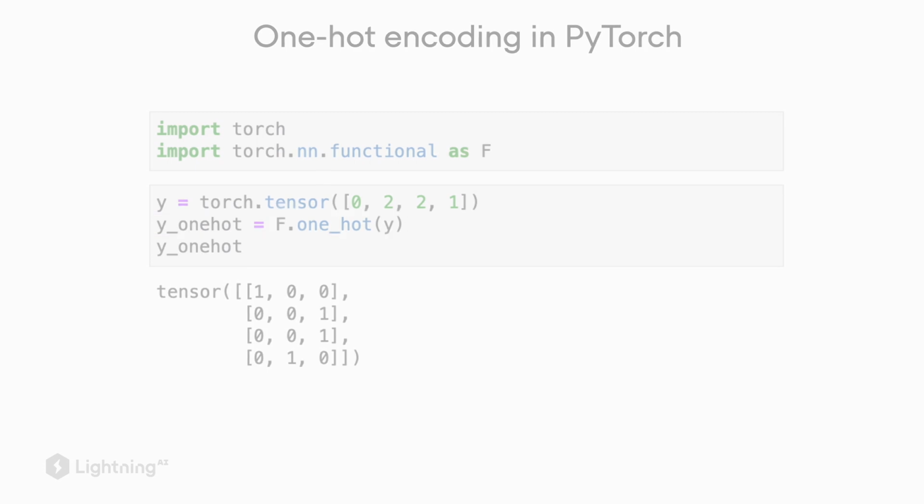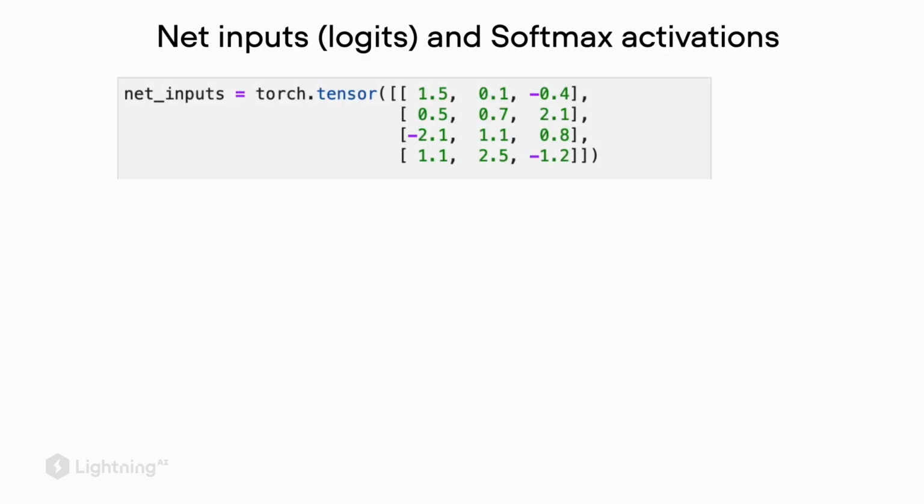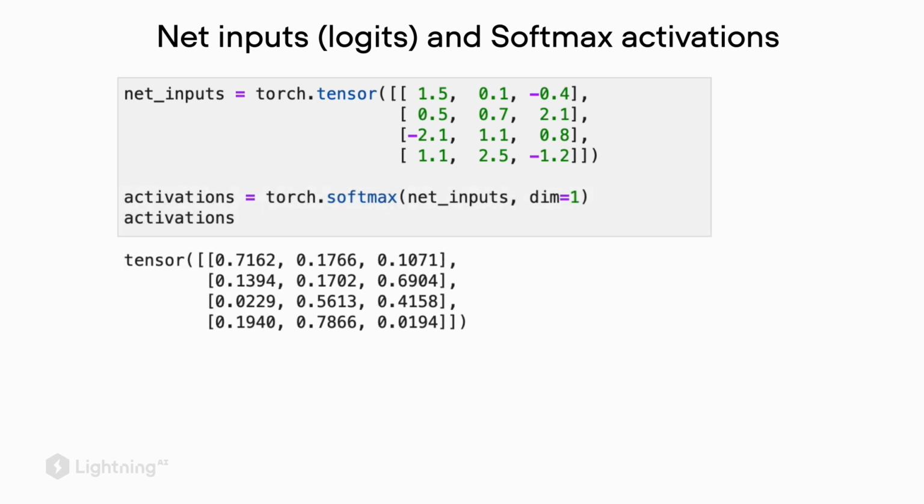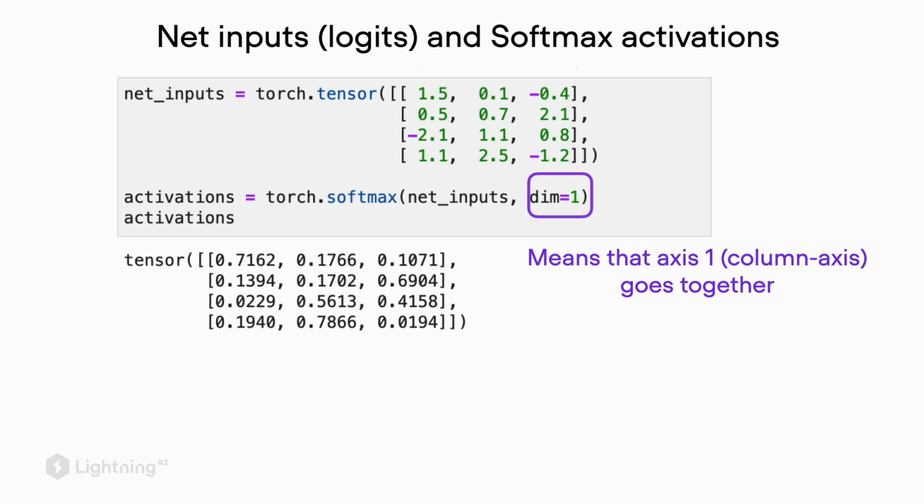Now suppose we have the net input values corresponding to the 4 training examples. These are the values computed by our softmax regression model. The 4 rows correspond to the 4 training examples, and the 3 columns correspond to the 3 labels 0, 1, and 2. Then, as we saw earlier, we convert these net inputs into the class membership probabilities using the softmax activation function. Here we are using dim equal to 1 to make sure that the softmax function is applied such that all the values in one row sum up to 1.